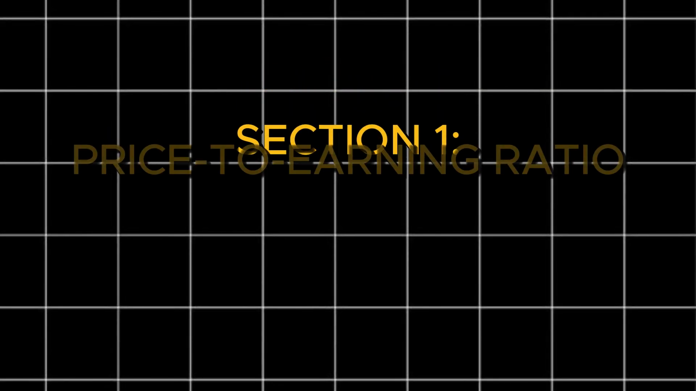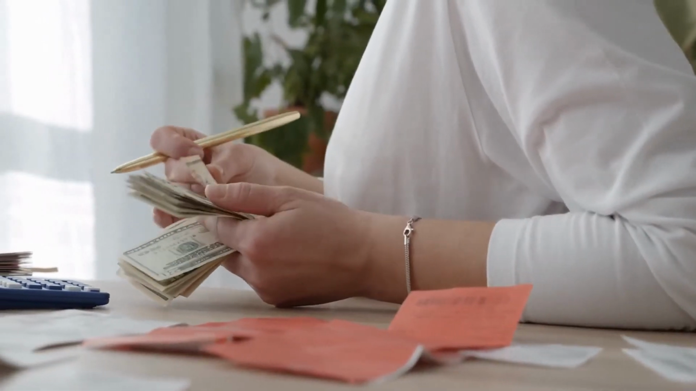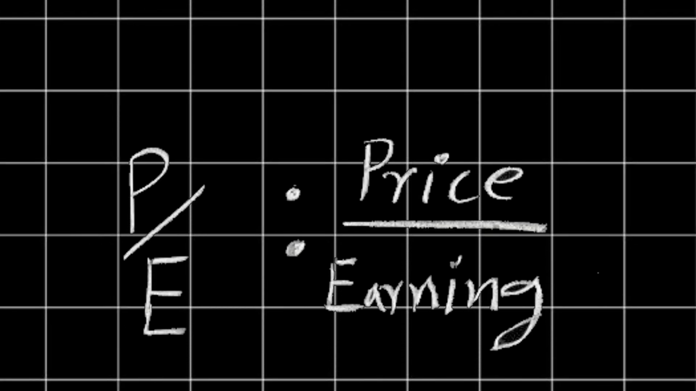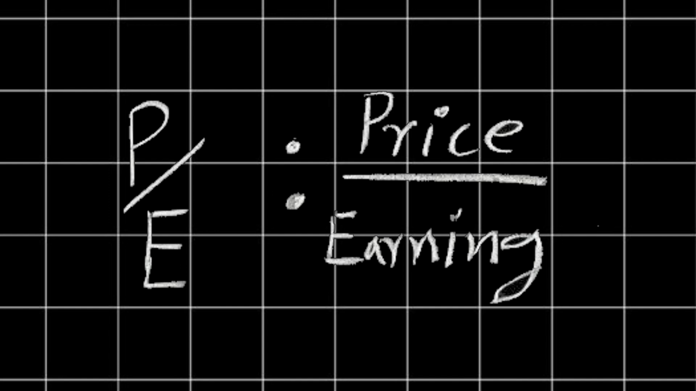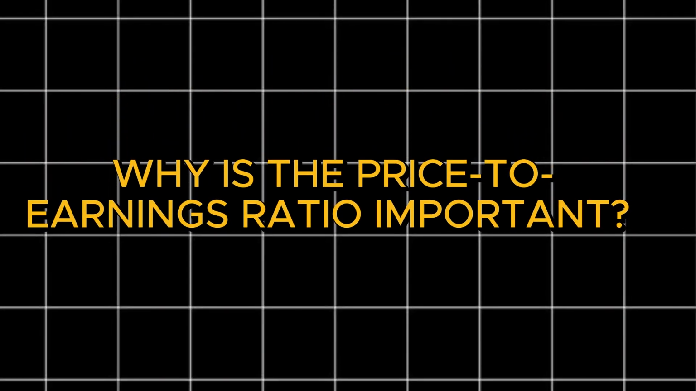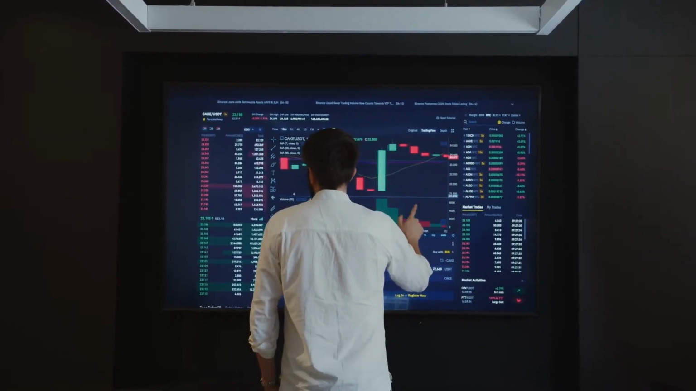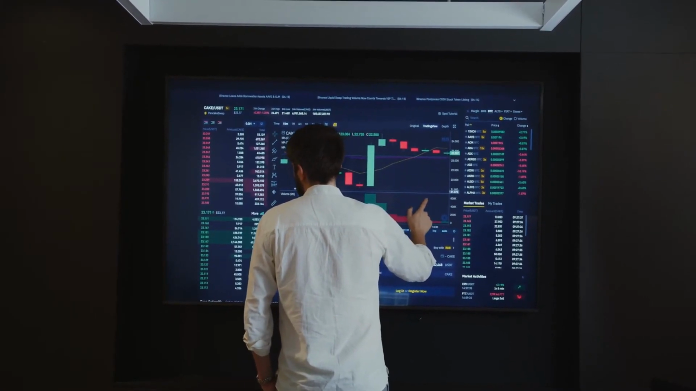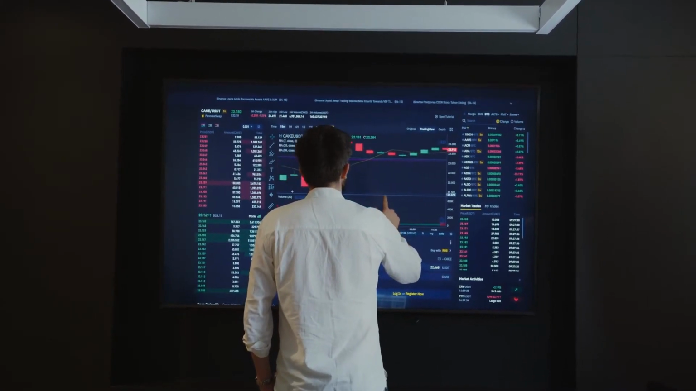Section 1. Price to earnings ratio. Let's kick things off with one of the most well-known metrics, the price to earnings ratio. The price to earnings ratio is calculated by dividing the current share price by the company's earnings per share, EPS. So why is the price to earnings ratio important? It helps investors determine if a stock is overvalued or undervalued compared to its earnings.